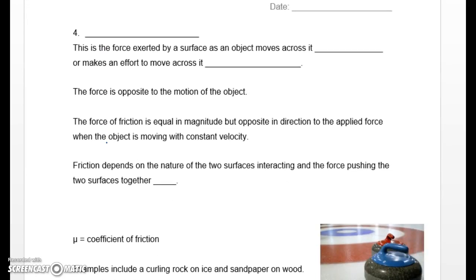Okay, so the last one that we're going to talk about is the friction force. We also call it your frictional force. So this one we denote as a capital F with an arrow and a little f as a subscript. So this is the force exerted by a surface as an object moves across it, which we call the sliding friction, or makes an effort to move across it, which is your static friction.